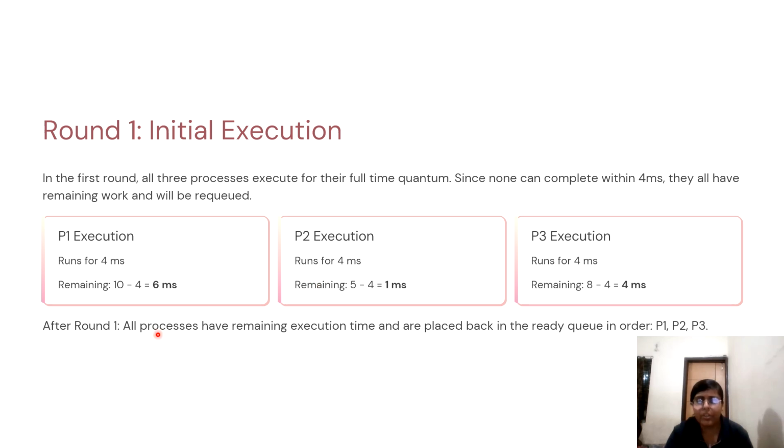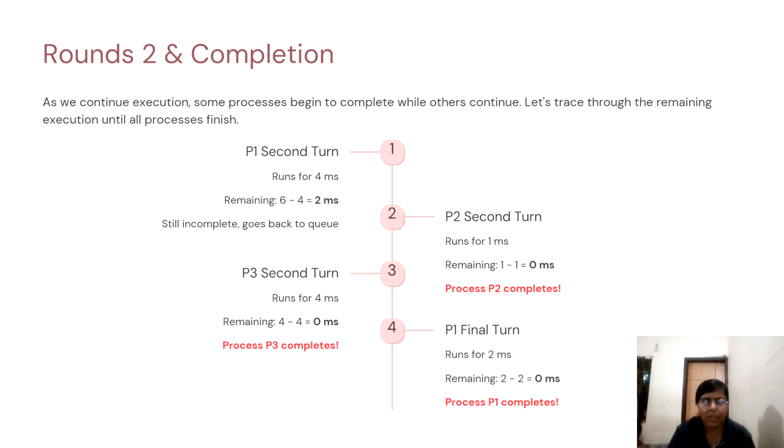So after one run, all these processes with remaining execution time are placed back in the ready queue in the order P1, P2, P3. Now for the second round, P1 will come. It will run for 4 milliseconds again, and the remaining time will now be 2 milliseconds. Still, it is incomplete, so it goes back to the queue.